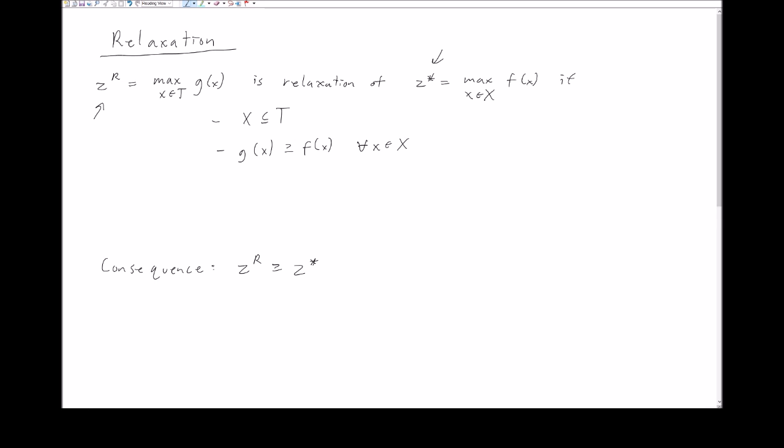In our relaxation, the space of feasible solutions is a superset of the feasible solutions of our original integer program, and the objective function value of our relaxation is at least the objective function value of our integer program for all x in the feasible space of our original integer program. This defines a relaxation, and as a consequence, we derived that the solution value of our relaxation is an upper bound on the solution value of our integer program. It performs the function of a dual bound or an upper bound.